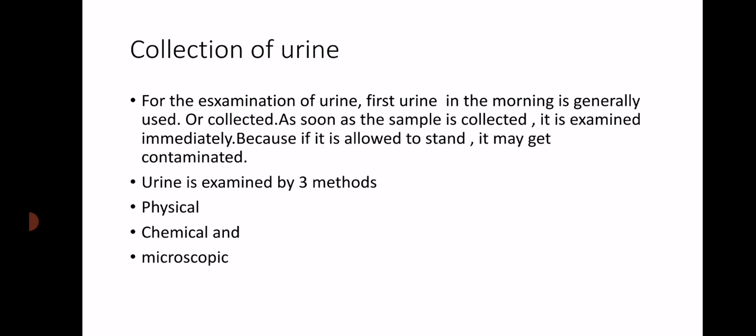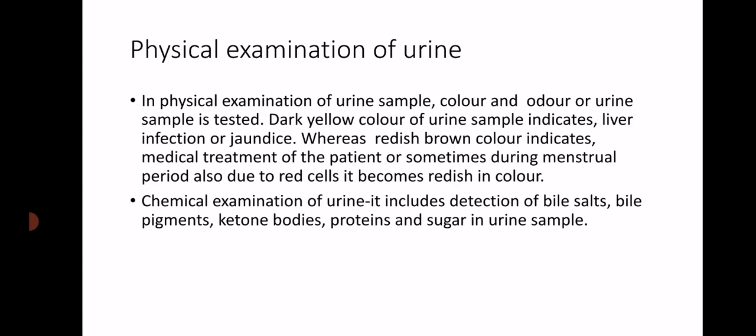Urine examination is done by three methods: physical examination, chemical examination, and microscopic examination. The physical examination of the urine sample includes observation of the color and odor. If dark yellow color is observed, it indicates liver infection or jaundice, because there may be accumulation of bile salts and bile pigments, due to which the color of the urine sample changes to dark yellow.